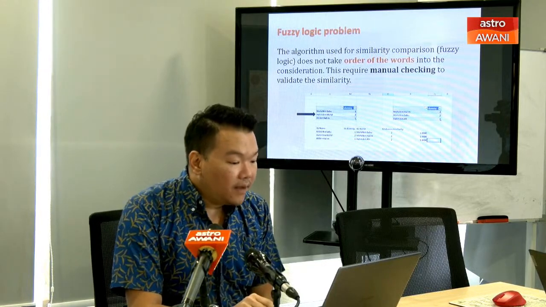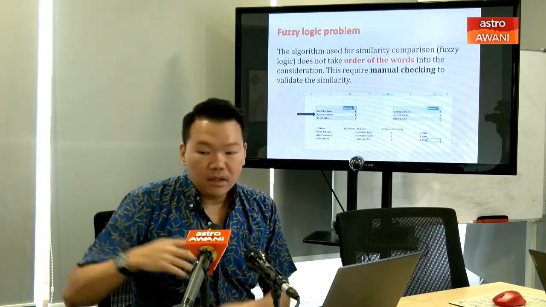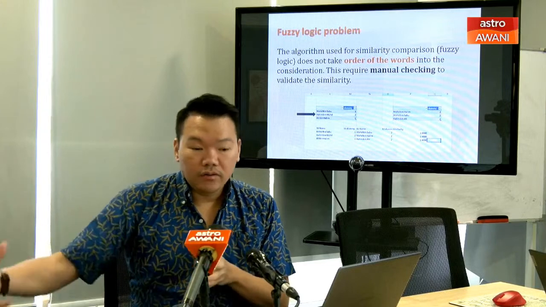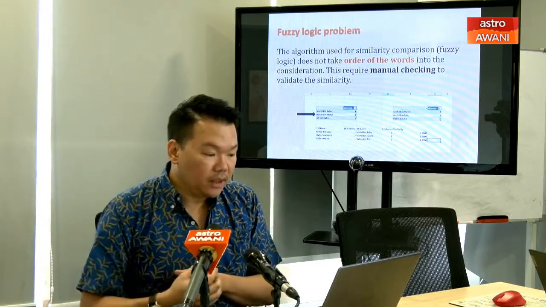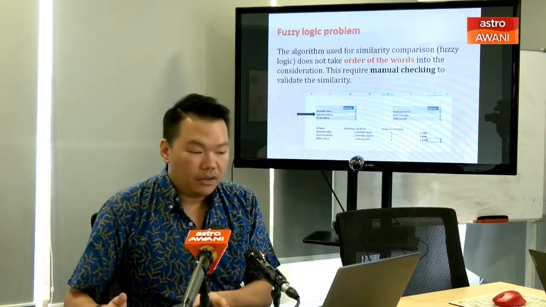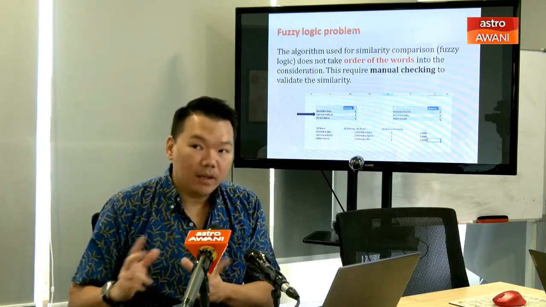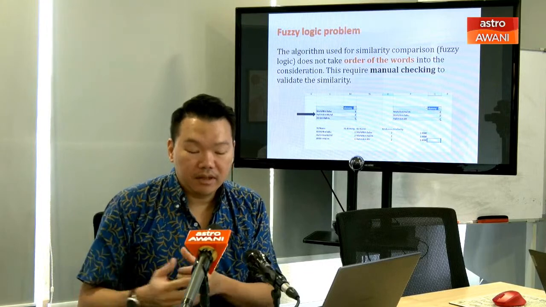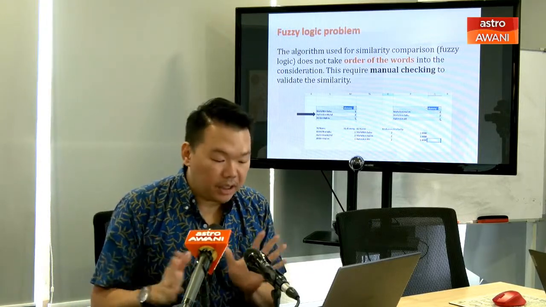Okay, fuzzy logic issues. So fuzzy logic doesn't take into account the order of the words, or at least we haven't found a way to do it. So Muhammad bin Sabu and Sabu bin Muhammad is going to be a 100% match. So we have to do a little bit of manual checking to actually eliminate those kind of similarities. Okay, so I just want to share that with you.